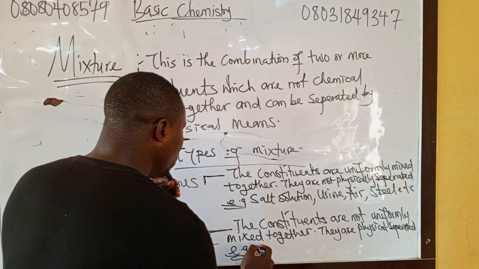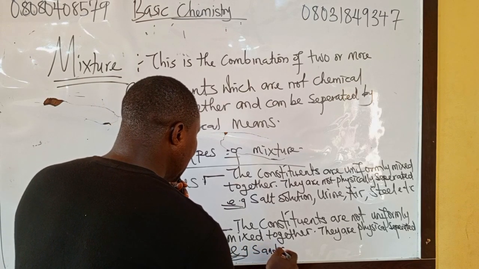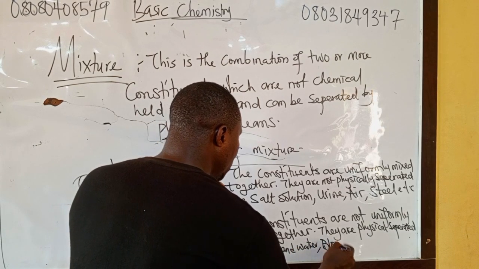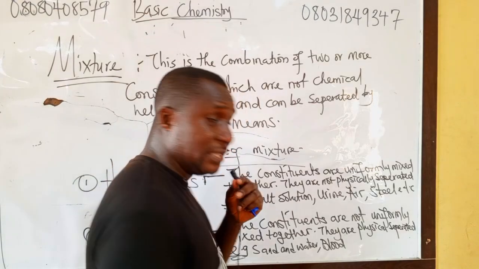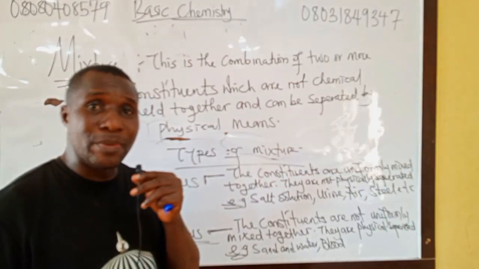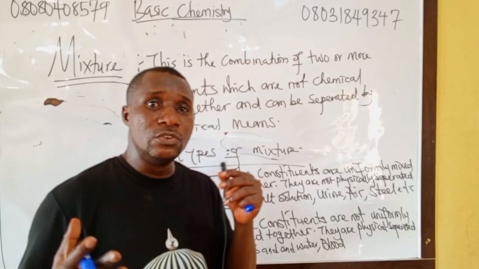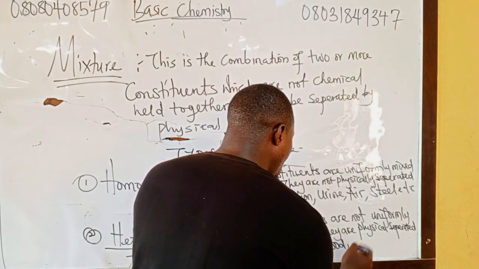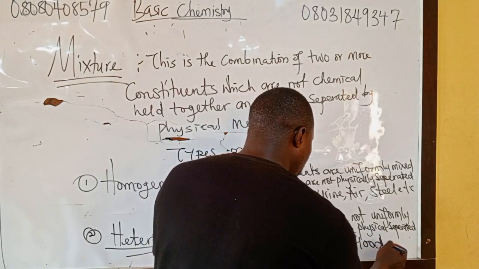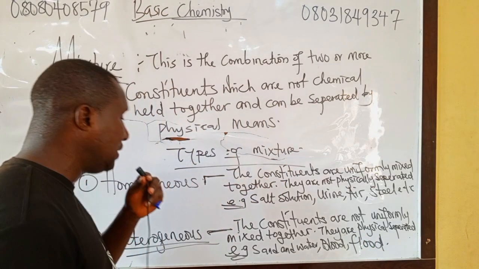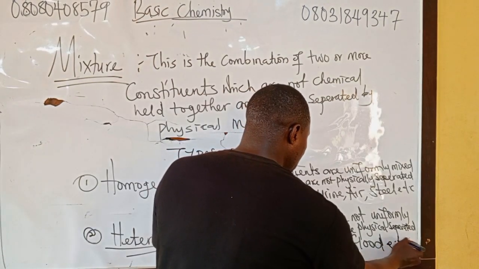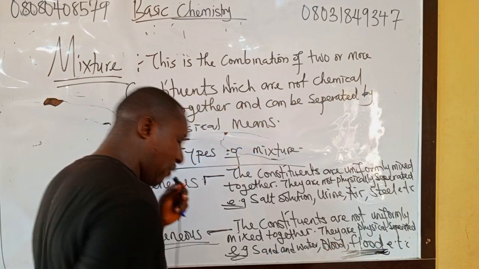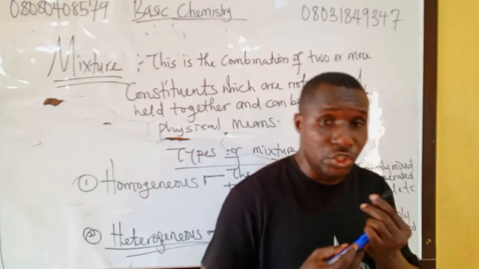Example: the mixture of sand and water. We have blood. Yes, blood is an example of heterogeneous mixture because the plasma is not uniformly mixed together with the blood. They are physically separated. We have flood. These are examples of heterogeneous mixture. Take note. This one does come out in JAMB and you can see it in your 100 level, so prepare. Flood is a typical example of heterogeneous mixture.